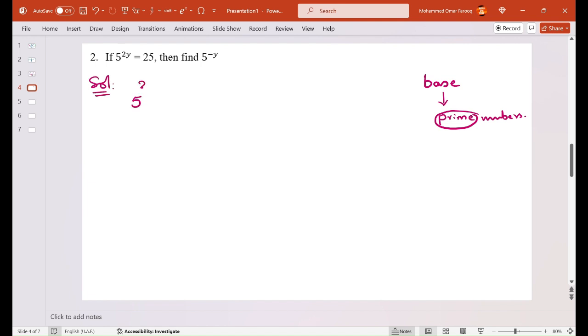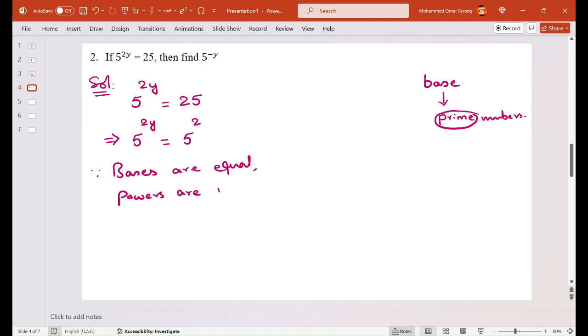5 to the power of 2y equals 25. My dear students, let us see the base. Here it is 5 and here 25. On the left hand side, 5 is already a prime number. You cannot simplify it. So 5 to the power of 2y. But 25 I can write as 5 into 5. Can I write it as 5 square? Yes. Now since bases are equal, powers are also equal.